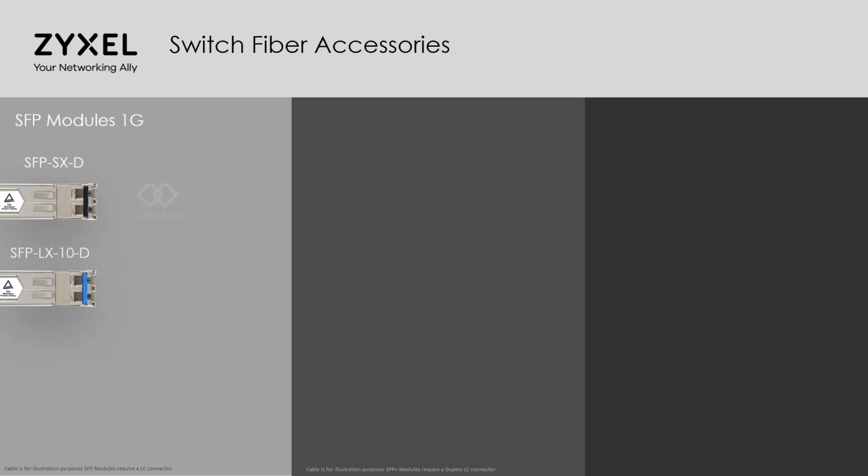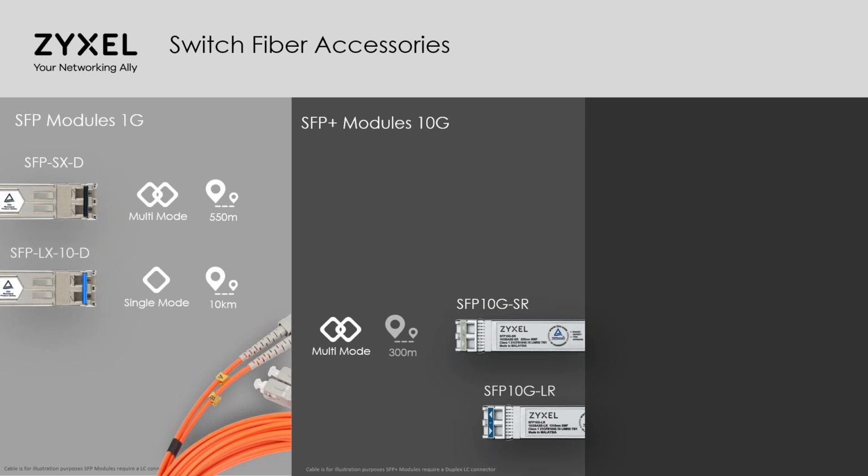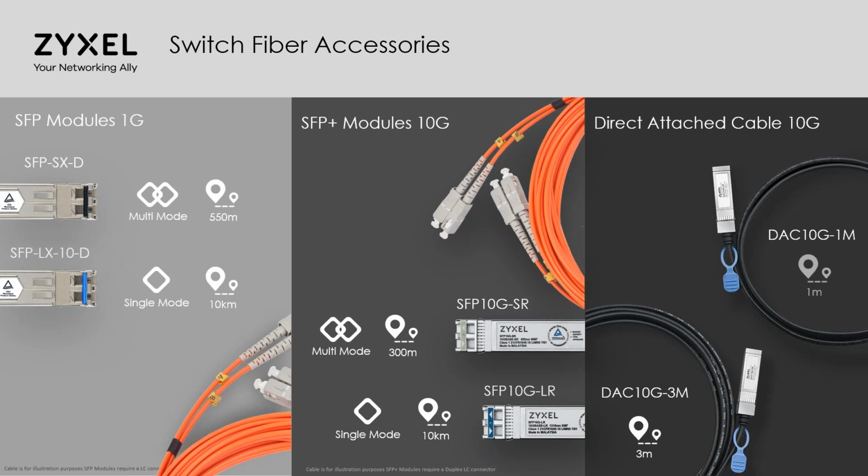Different types of fiber modules that we have available. These are just the most common ones we sell. We provide a multi-mode and a single mode module in 1 gig and 10 gig. And then we supply the direct attach cables, 1 meter and 3 meters. These are very handy and cost-effective way to connect your switches which are located in the same rack.